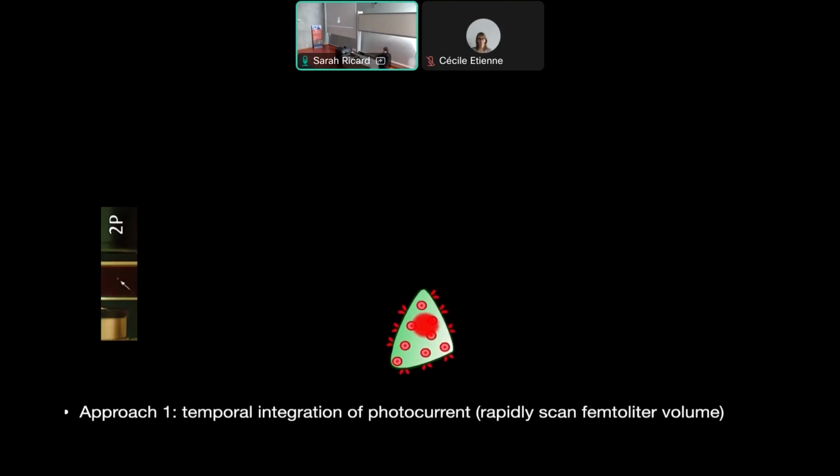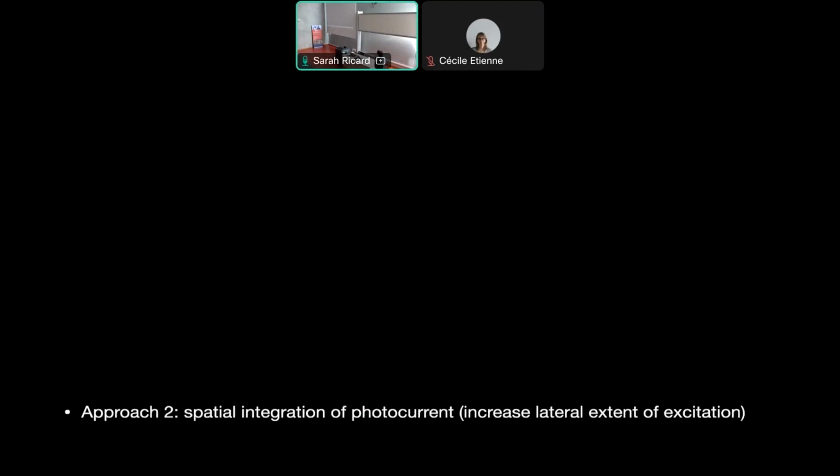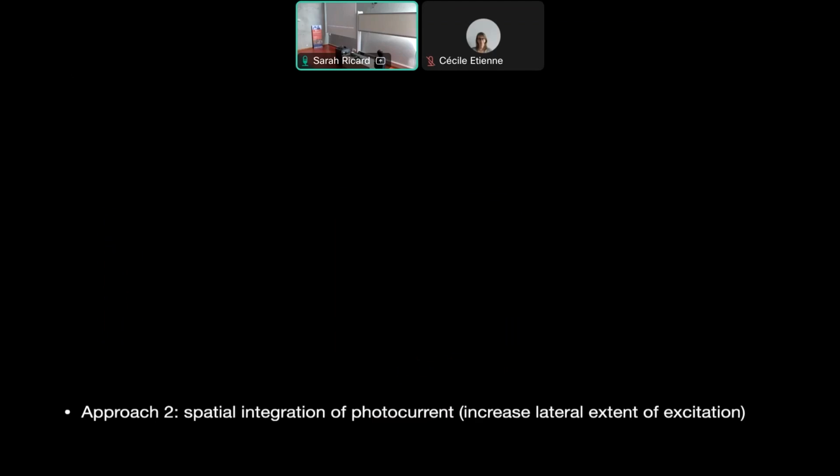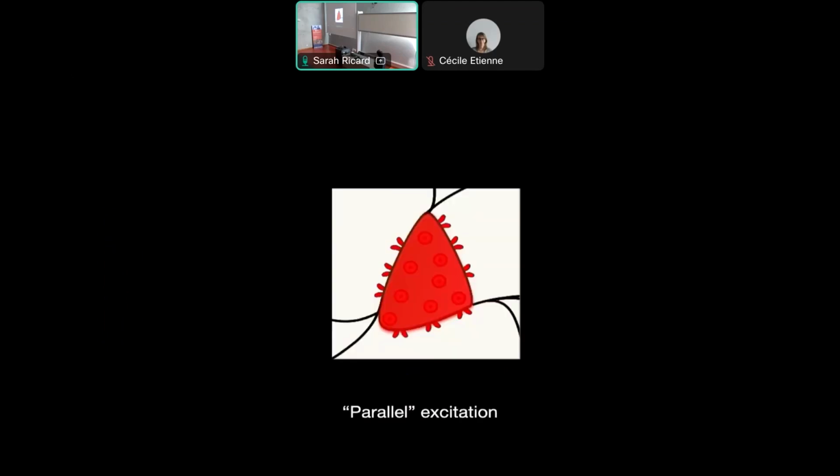So one is just to scan this spot very quickly, using galvanometric mirrors or acousto-optical devices, in order to scan a cell extremely quickly and open all of the channels on the cell so that you can integrate the current with all of them. The approach that's taken in our lab is slightly different. It's parallel excitation. So what we actually do is we excite all of the ion channels in the cell at the same time, and we do that by expanding the size of the region of excitation.